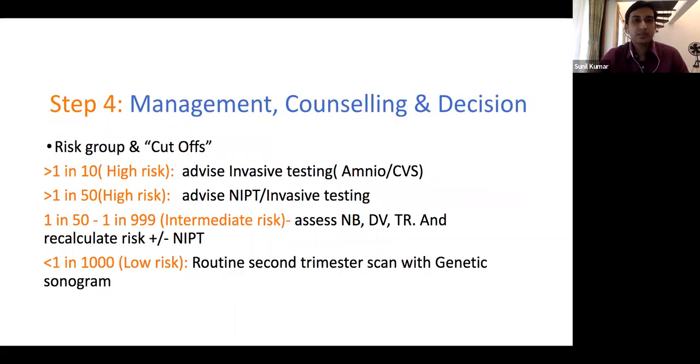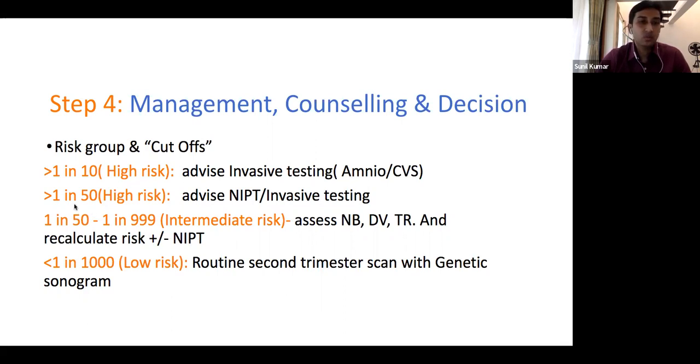That is about step 3, how to interpret the results. Step 4 is the management, counseling and decision making with risk groups and cutoffs. Now the report has come. So you have the report telling that it is high risk or low risk. What next? When we consider high risk, this is a new criteria. When the pregnancy risk or the biochemical marker risk is 1 in 10, it is high risk. Definitely you should advise invasive testing like amniocentesis or CVS.